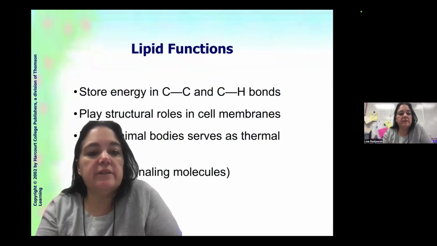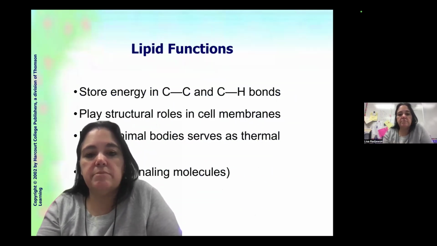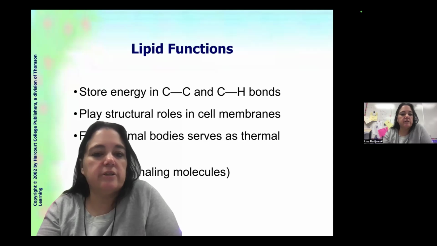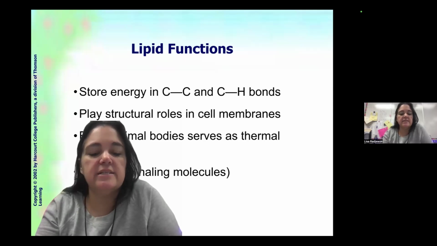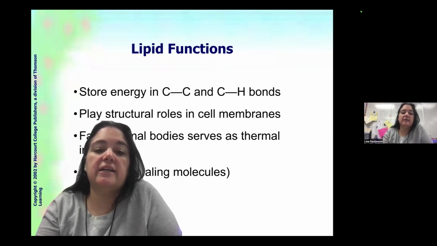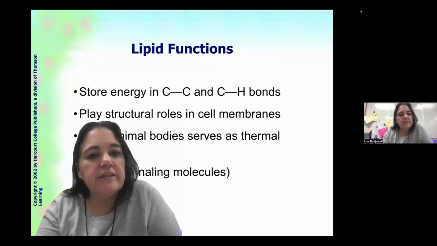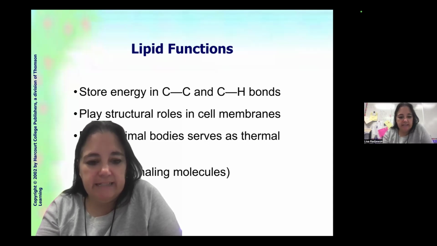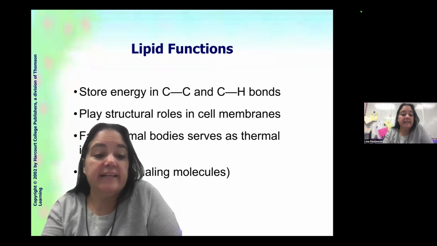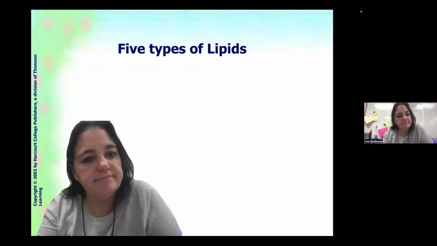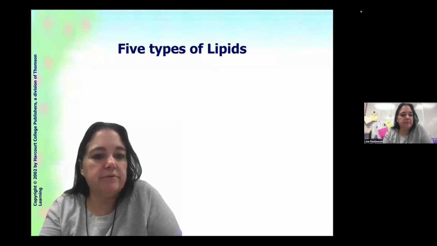There are four functions of lipids. They store energy in their bonds between the carbons, and they store energy in their bonds between the carbon and the hydrogens. They're structural as well, kind of like carbohydrates were. They are in cell membranes. They also serve as thermal insulation in the fat in animal bodies, and they also can be ligands, which are signaling molecules.